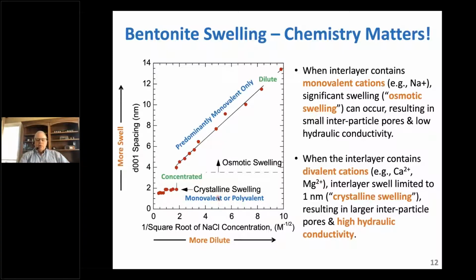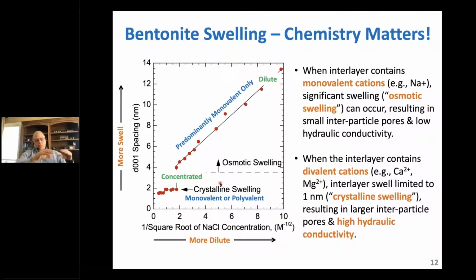The other component that Norrish talked about was that there are 2 different components to swelling. There's crystalline swelling and osmotic swelling. And it's really that osmotic swelling is that greasy, moist texture that swollen bentonite has in a GCL or another application. That osmotic swell occurs predominantly when the bentonite surface is associated with monovalent cations, things like sodium, potassium that have +1 charge. On the other hand, if the surface is predominantly polyvalent, we'll end up with crystalline swelling only.